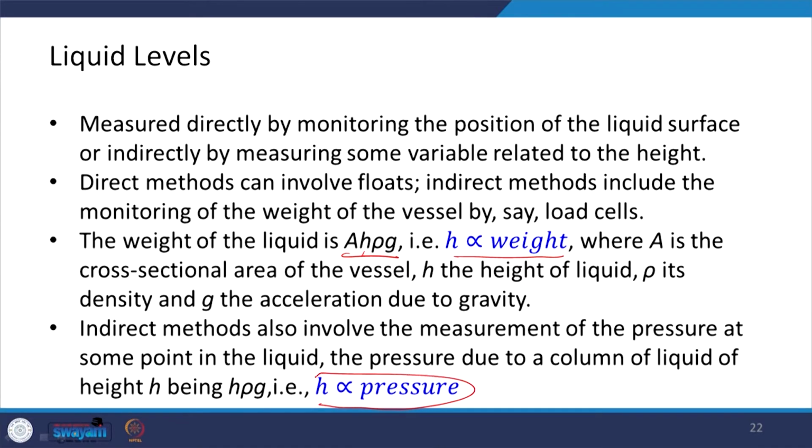There are also indirect methods that involve the measurement of the pressure at some point in the liquid. You know that the pressure is proportional to the height of the liquid column. So, we can measure the height by knowing the value of the pressure at that particular point.